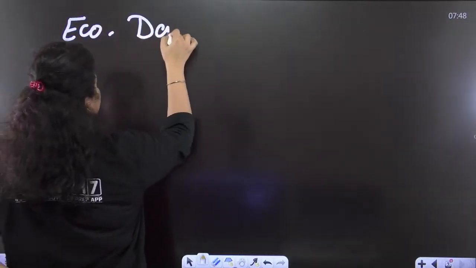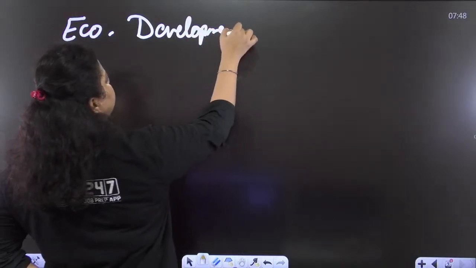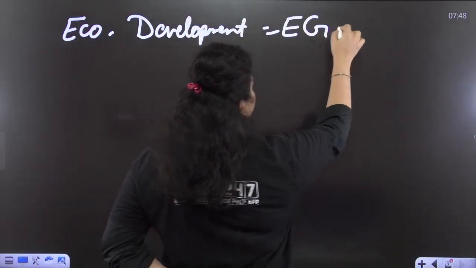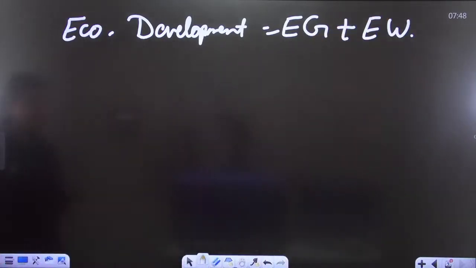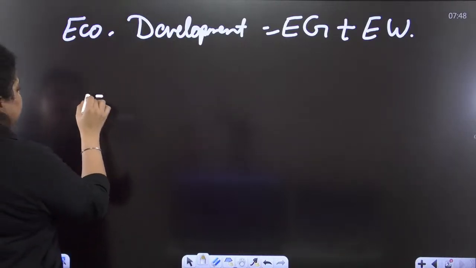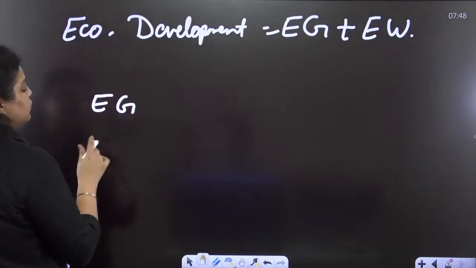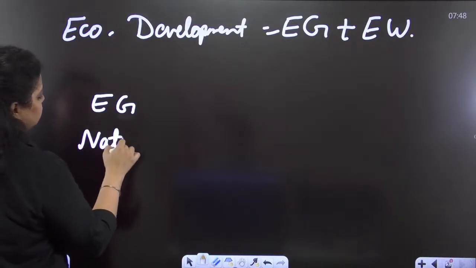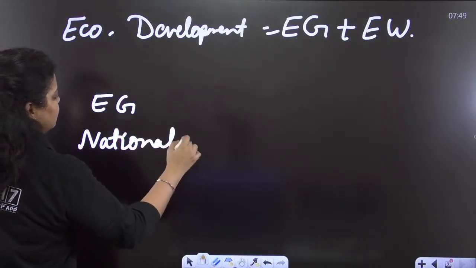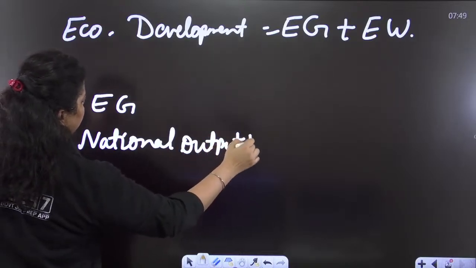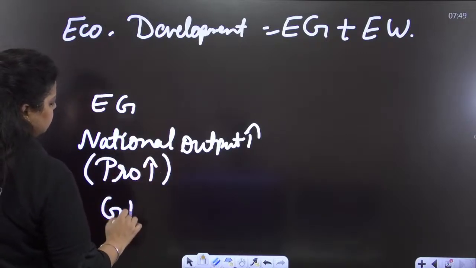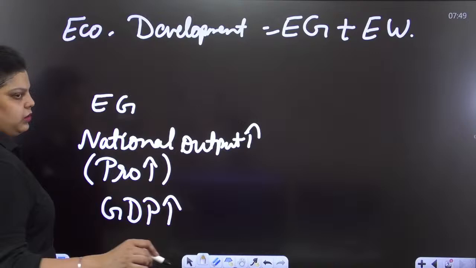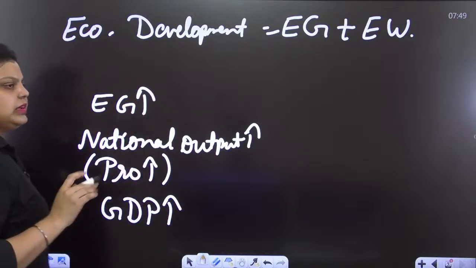If I'm talking about economic development, first of all, economic development is the combination of your economic growth plus economic welfare. Now, what does it mean? Let's say, for example, when I'm talking about economic growth, I have told you economic growth means increase in the national output. In simple language, you can call it production. Whenever the production is increasing, your GDP will increase. And GDP is gross domestic product, and that represents your growth in the economy.